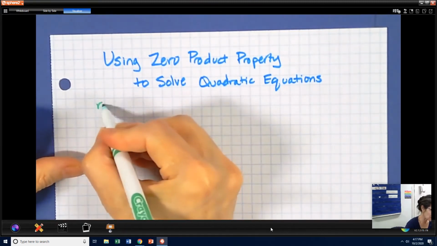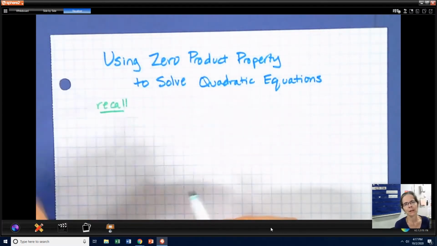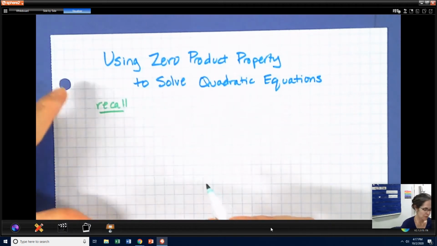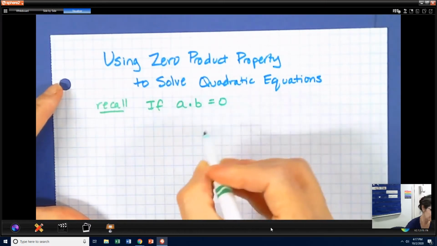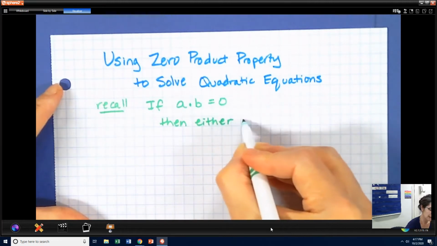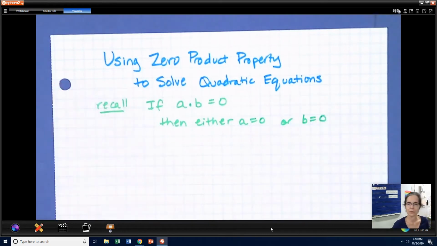So I want you to remember that if I have two numbers and they're multiplied together and I don't know anything else about them, but I know that their product is zero, then one of them has to be zero. So remember, if A times B equals 0, then either A equals 0 or B equals 0. That's the zero product property, and we're going to use that to solve quadratic equations.